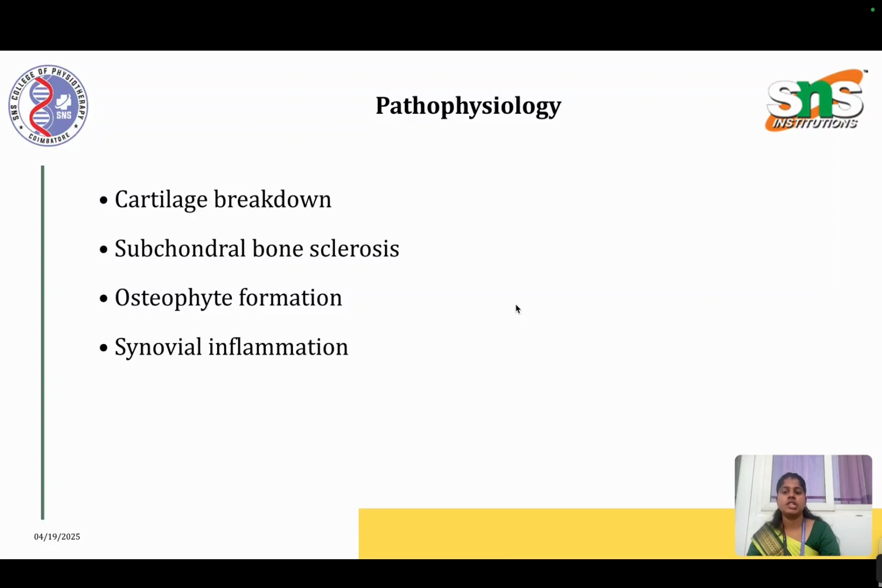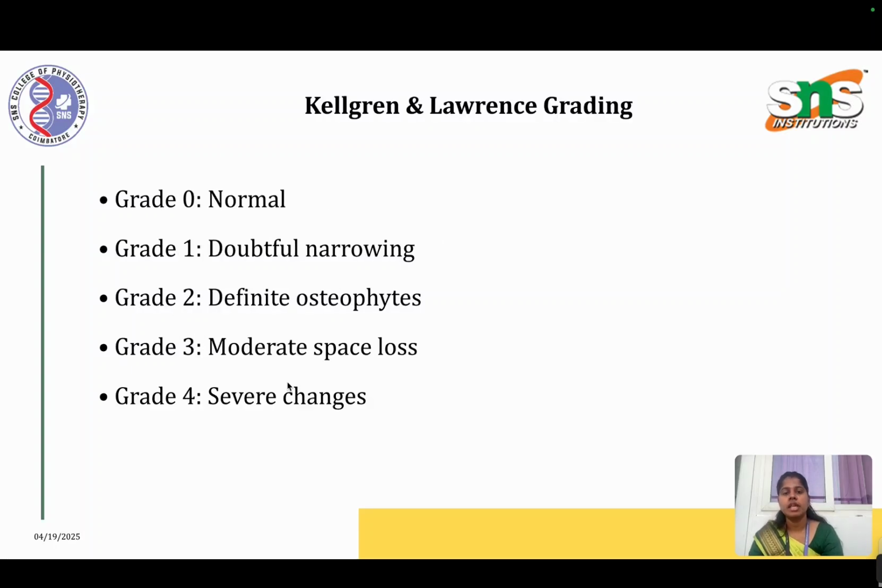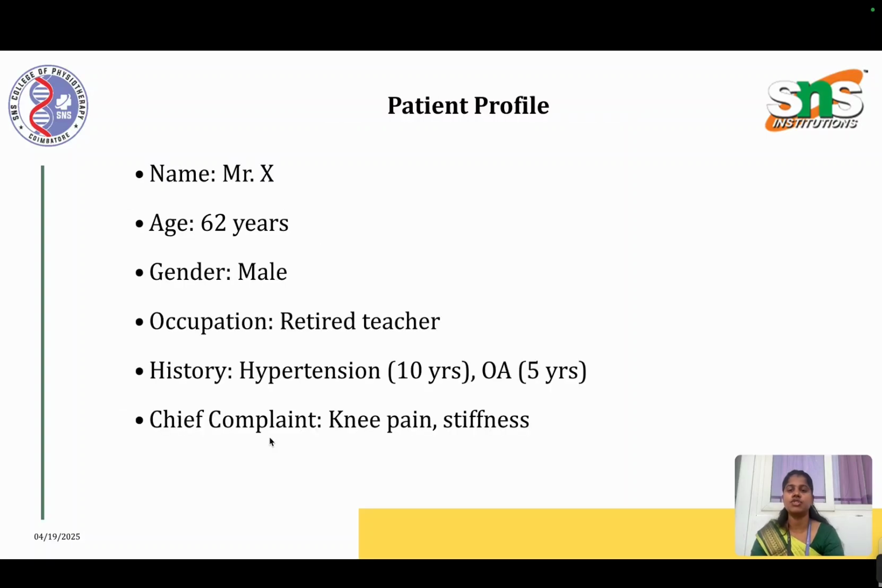Pathophysiology: it could be because of cartilage breakdown, subchondral bone sclerosis, osteophyte formation, and synovial inflammation. Kellgren and Lawrence grading: grade 0 is normal, grade 1 includes doubtful narrowing, grade 2 is definite osteophytes, whereas grade 3 is moderate space loss, and grade 4 is severe changes in the knee joint.